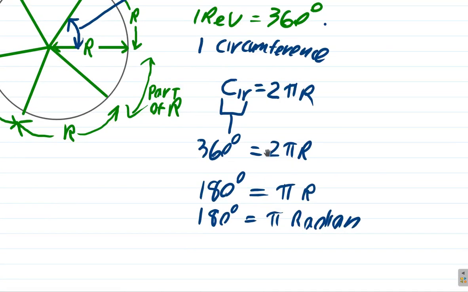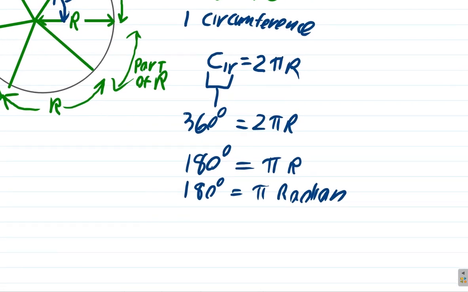So we can also look at the fact that if we divide both sides by pi, we get 1 radian is equal to 180 over pi degrees. Alright?